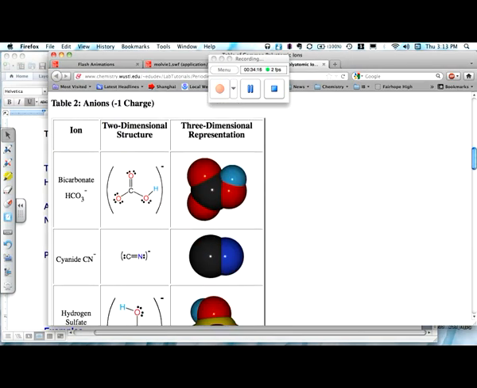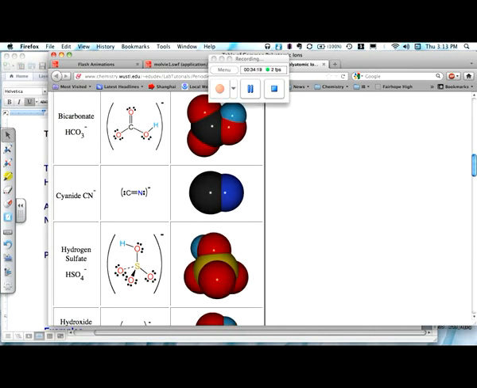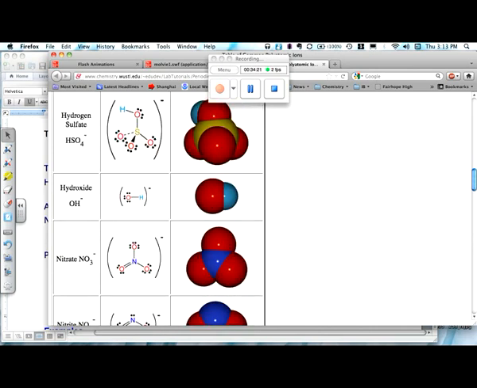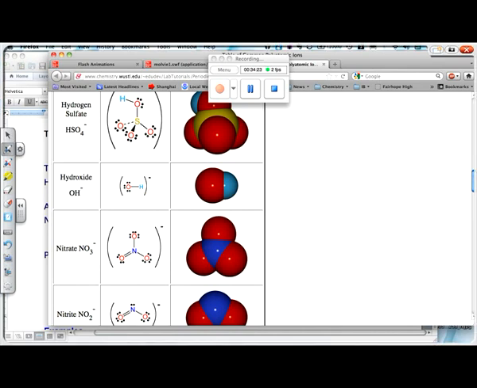Next is the -1 anions, and there are quite a few. The ones you need to know are hydroxide and nitrate. Those will come up again and again and again. Hydroxide and nitrate.